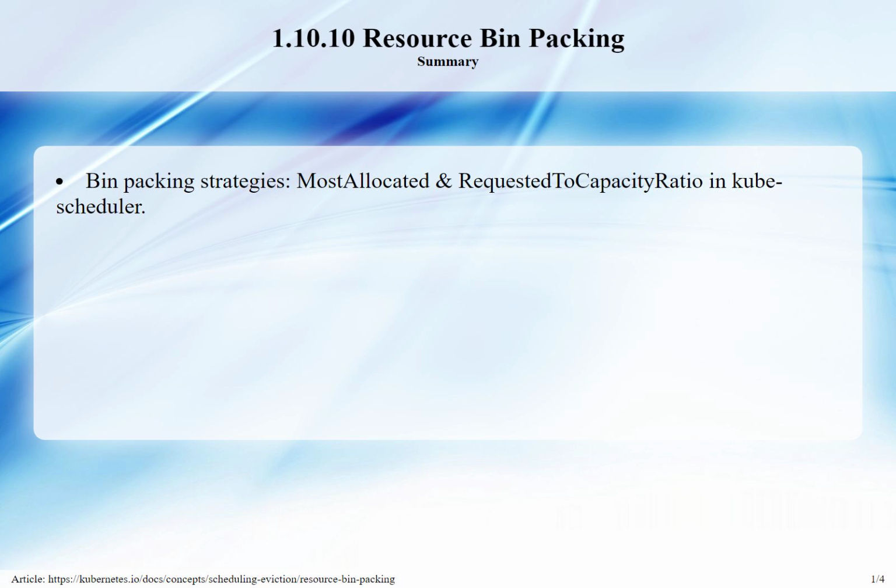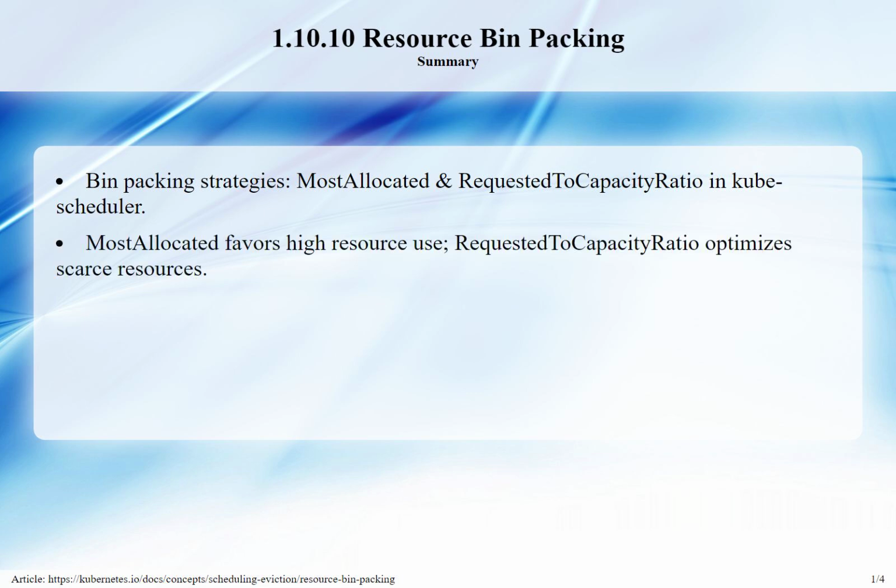In Kube Scheduler's Node Resources Fit, two strategies support resource bin packing: most allocated and requested to capacity ratio, allowing efficient allocation of resources based on utilization and capacity ratios. The most allocated strategy scores nodes with higher resource allocations by assigning weights. Requested to capacity ratio favors efficient extended resource usage through configurable parameters, optimizing scarce resources in large clusters based on request to capacity ratios.